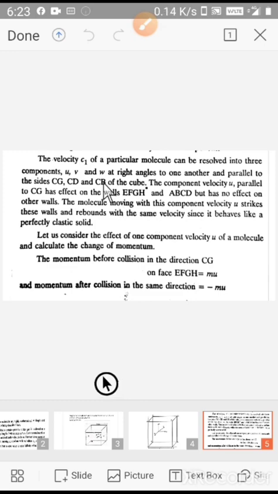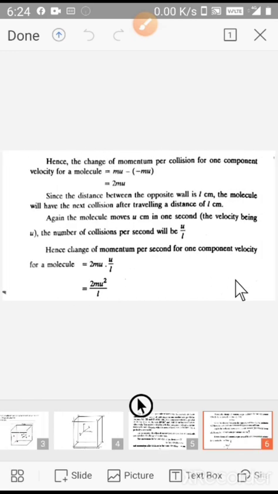Now let us consider the effect of one component, u, of a molecule and calculate the change of momentum. The momentum before collision in the forward direction may be given as mu. The momentum after the collision will revert in the opposite direction with negative sign, therefore it is equal to minus mu. Hence, the change of momentum per collision for one component of the molecule will be mu minus (minus mu), therefore it becomes 2mu.